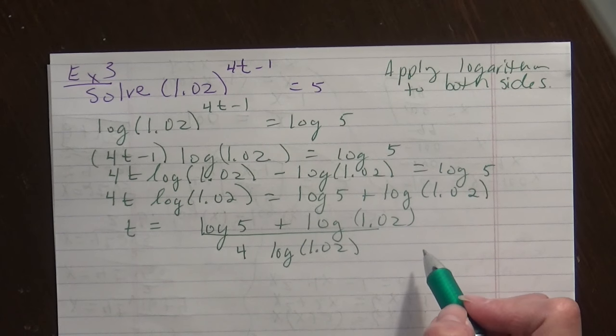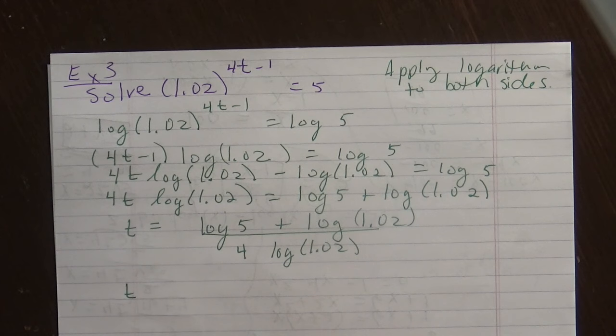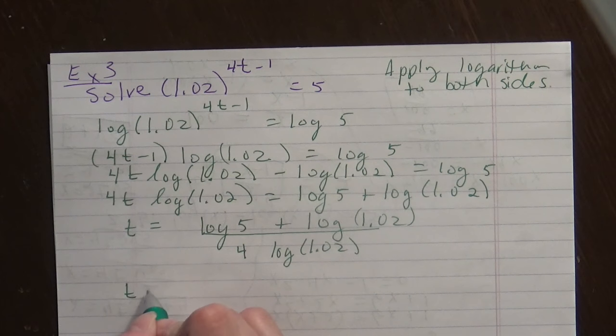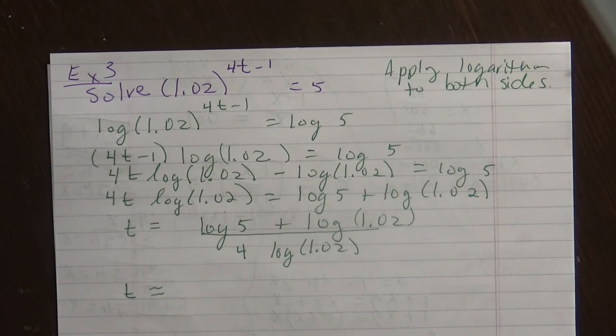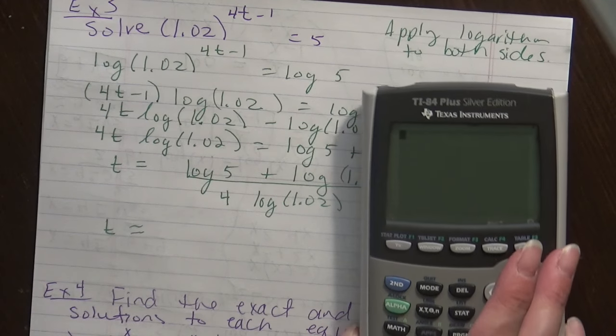Now, this would be the exact form, and they also want us to give the decimal approximation, I believe, here. It actually didn't say in this one, so we can leave it like this, or we can get the decimal approximation. Getting your decimal approximation is going to be a little bit tricky to type into your calculator. So we've got to be really careful. Let me put my calculator up here so you can see how I'm typing it in.